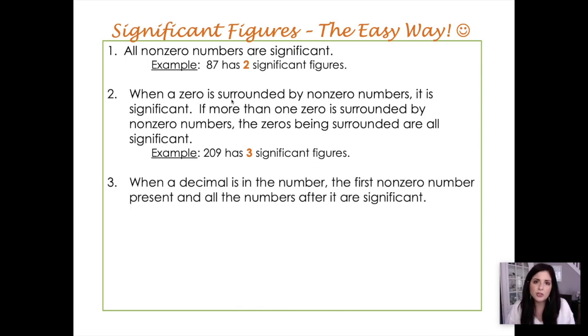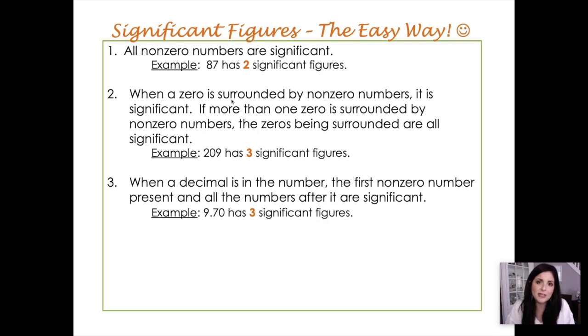Here's the one where some students always get a little tripped up, but when a decimal is in the number, the first non-zero number present and all the numbers after it are significant. So if I have the number, let's say 9.70, the mass of the product was 9.70 grams. You put that on a scale and that's what you found. That zero is considered significant. That's what the scale is reading you. That zero counts. It's important in that measurement. 9.70 therefore has three significant figures.